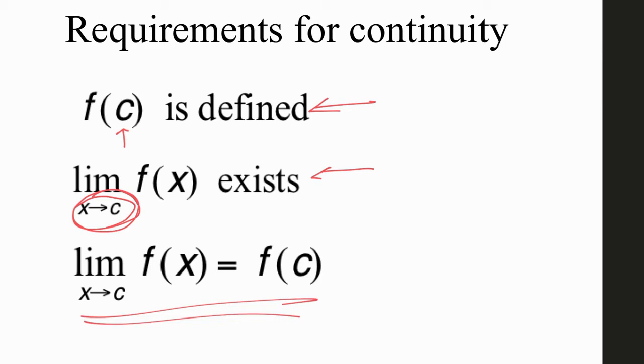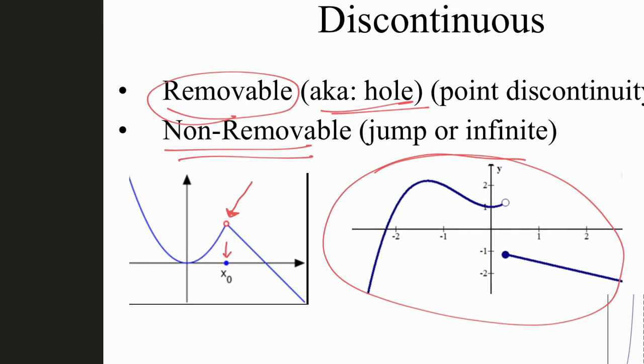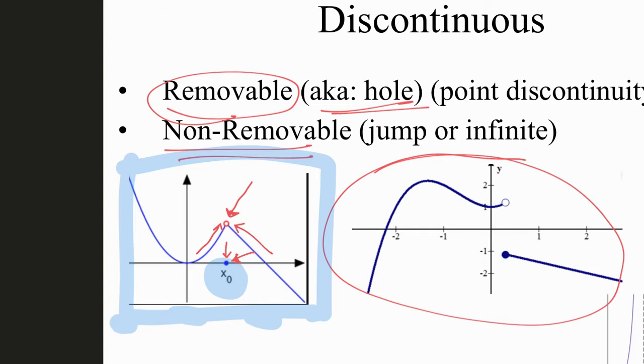Now if you're wondering, well, how could they not be equal? Let's go back to this picture that we looked at here. Let me highlight it for you. Is the function defined here? Yes, it is. I know what the function equals right there. Does the limit exist as we are approaching? Yes, I am approaching this point. So then the question is, do those two things equal each other? Well, no, they do not at all. And so that's why this is not continuous.